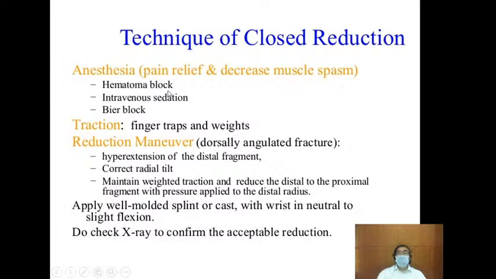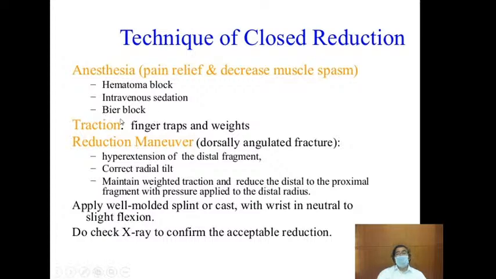So you inject your xylocaine or other local anesthetic agents into the hematoma, making it pain free, and do the reduction. Or you can do what is known as intravenous sedation. Intravenous sedation, most of you know, is like a general anesthesia, pentothal sodium and all. So the patient will get analgesia, then you give the muscle relaxants, then put an endotracheal tube. So all these things, that is general anesthesia.